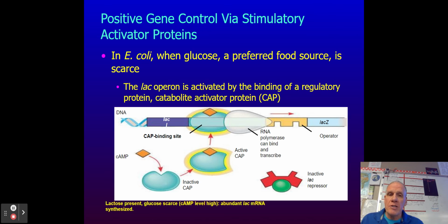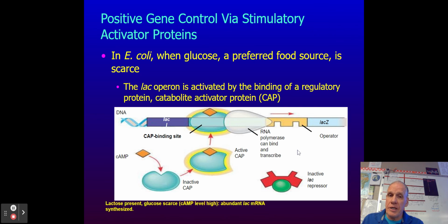And we call it positive control because the active form of a protein, in this case called CAP, induces RNA polymerase to bind to the promoter region. And without that active protein, CAP will not bind. And even if the lac repressor is in its inactive form, i.e., it is not bound to the operator, we will not transcribe and translate those particular genes.